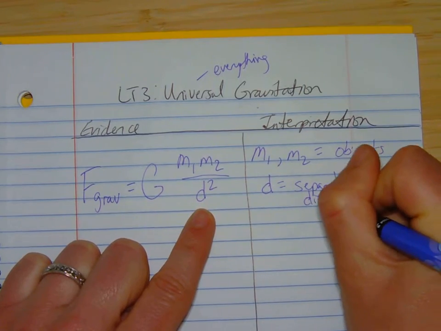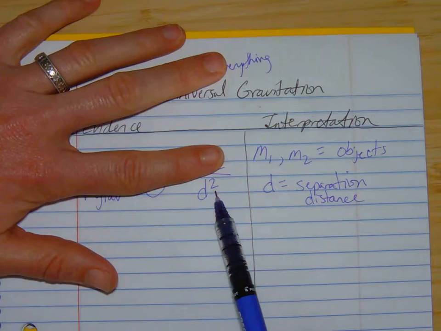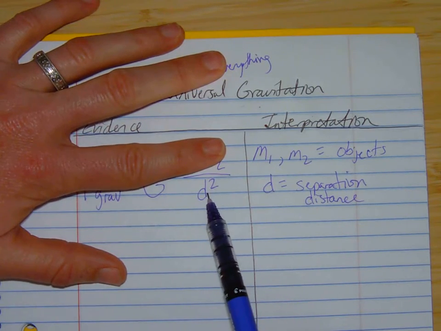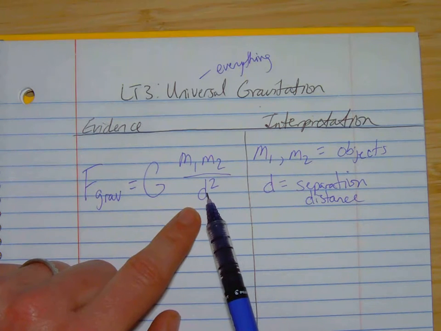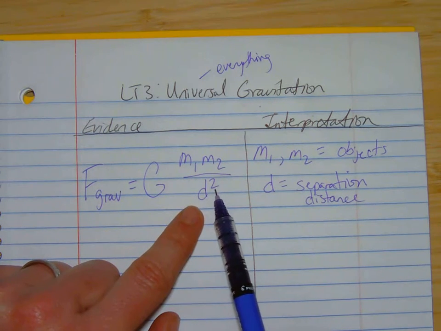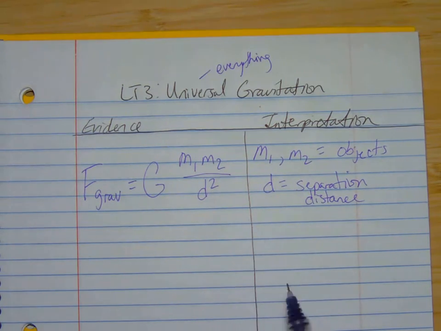So hopefully you've already mastered LT2, which talks about this inverse square law. So this being in the denominator should look familiar. We know as things get farther apart, the force between them goes down very quickly, all right, because of the fact that that gets squared. So that's the separation distance.